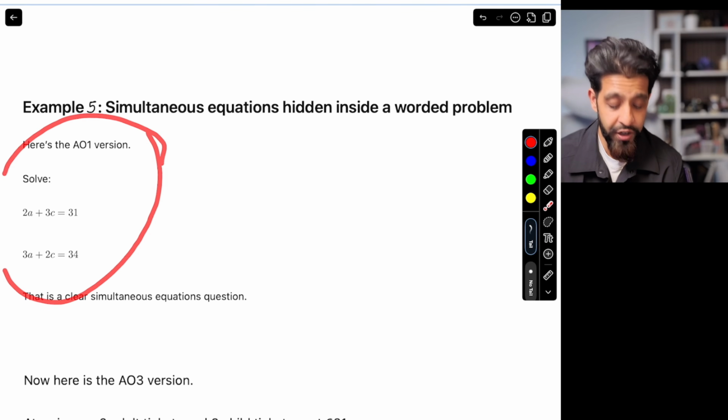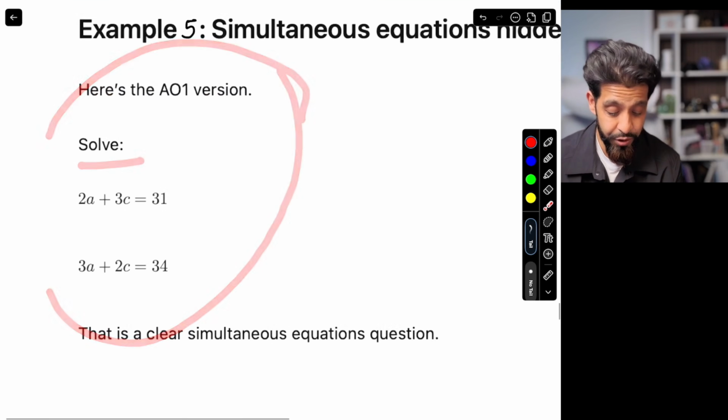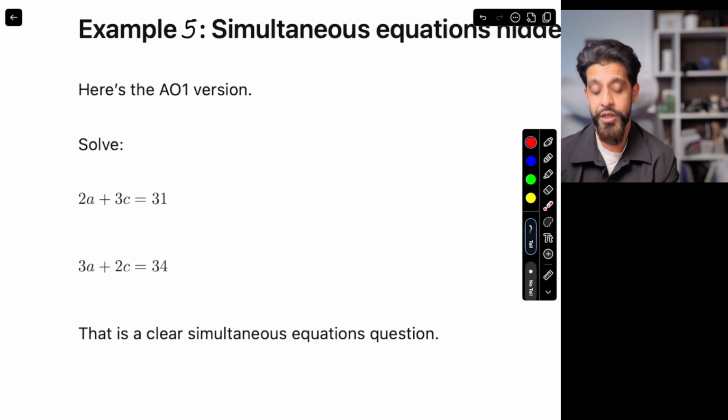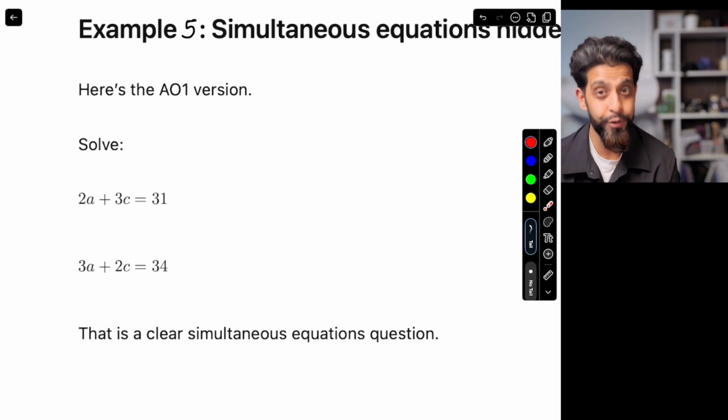So here's the standard version. We are still given questions like this even today. We're told, here are 2 equations, solve them. This is a clear simultaneous equation question. However, the AO3 version might look something like this.